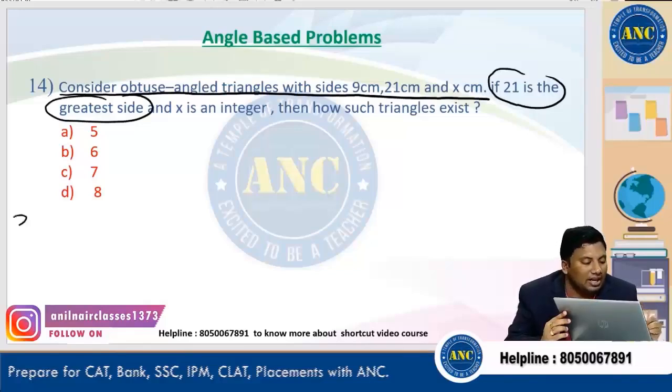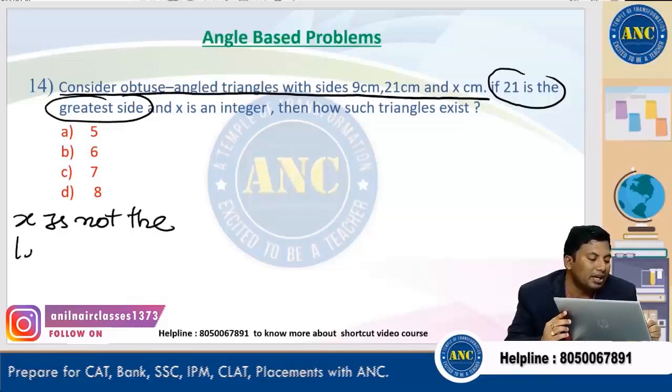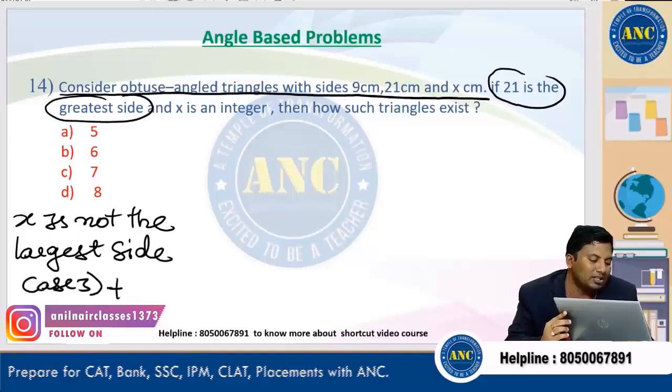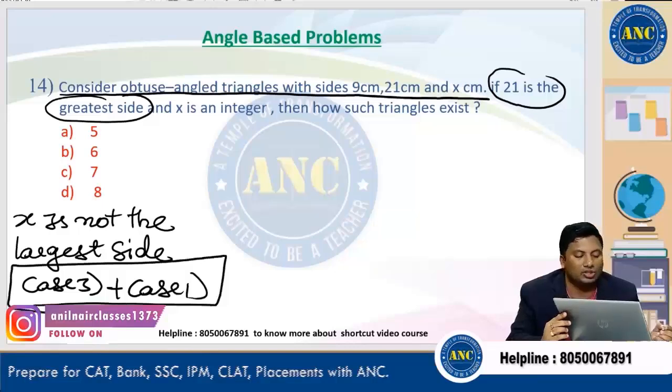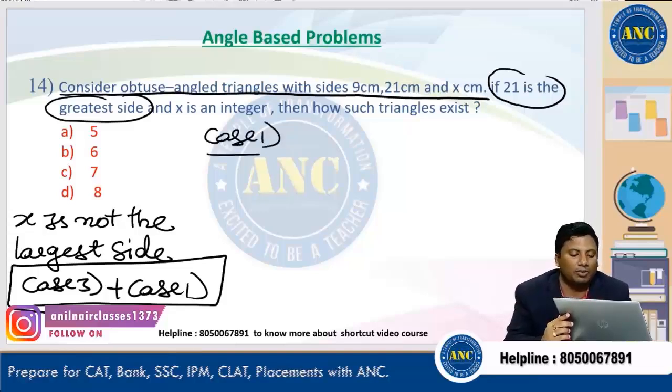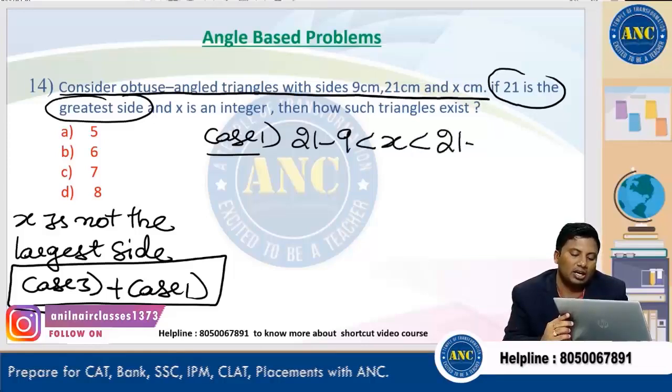If 21 is the greatest side, that means x is not the largest side. If x is not the largest side, then case 3 will come plus case 1. You don't need to do case 2. In the previous problem, case 2 came. What is case 1? The condition for the 3 sides to form a triangle: 21 minus 9 less than x less than 21 plus 9, which is 12 less than x less than 30.